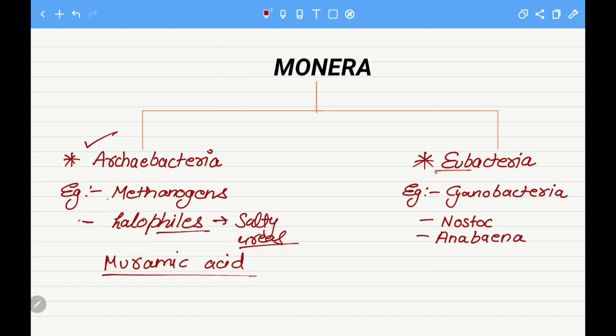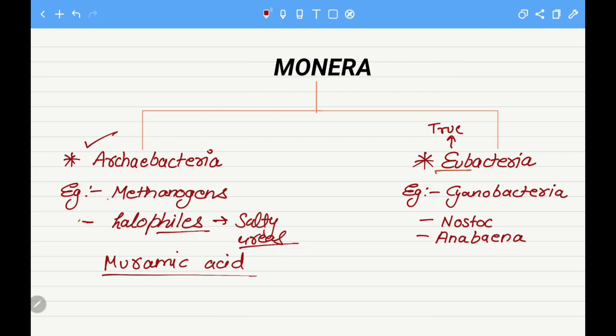Next one is Eubacteria. Eubacteria, the Eu means true. Here the Eu is depicting true. It means they can survive in the normal conditions. For example, cyanobacteria, Nostoc, Anabaena, these are the examples of Eubacteria.